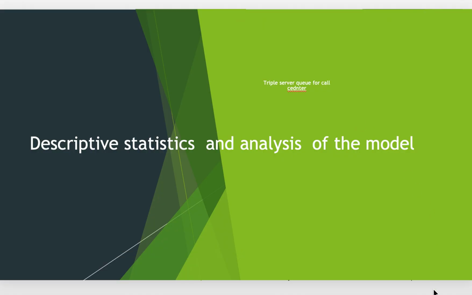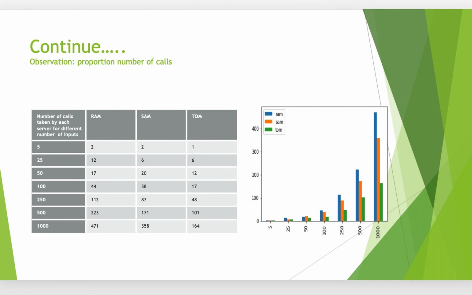Now let us see the descriptive analysis for the triple server queue. The first observation that we have found from the example is the number of calls. Here you can see the number of calls taken by each server for different numbers of inputs, from 25 calls up to 1000 calls. The servers are RAM, SAM, and Tom.